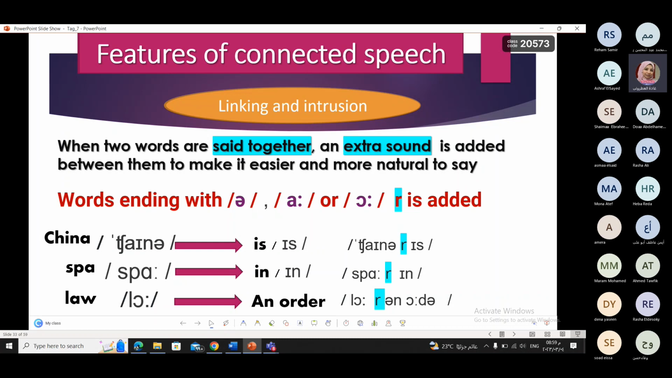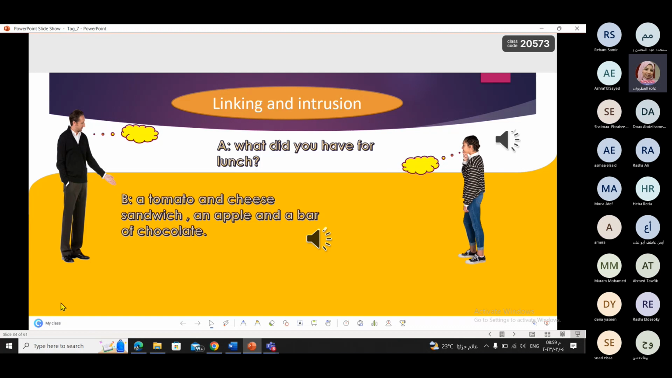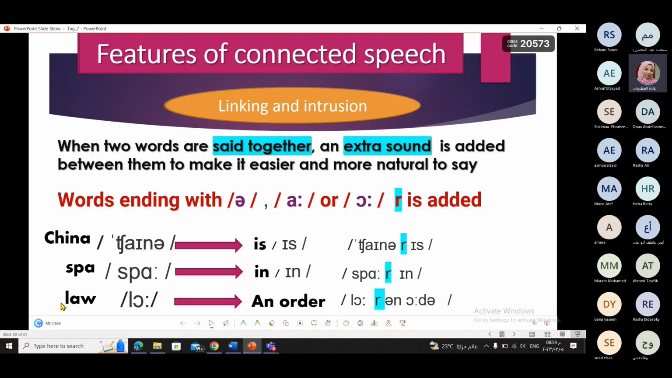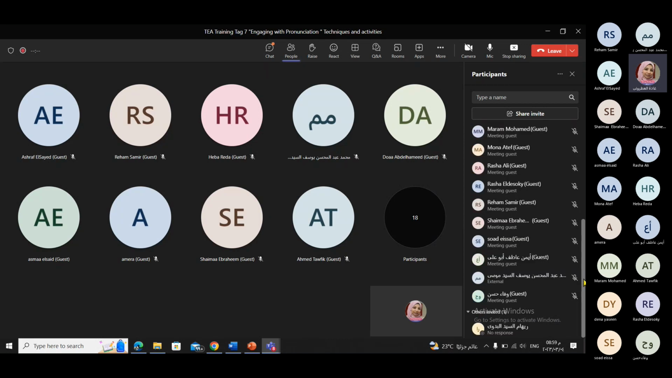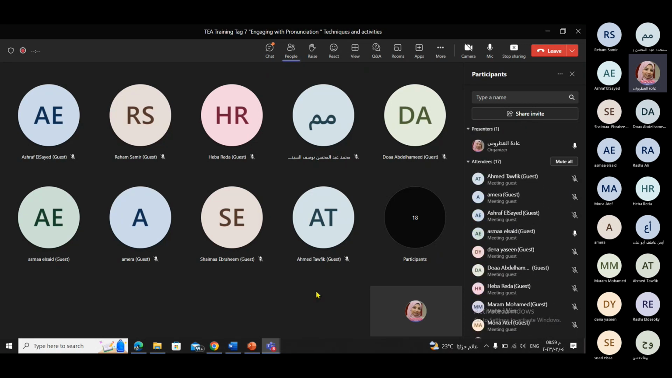Okay, so now how many features have we learned about until now? Can you name them? How many features till now? Let me see if anyone is raising his hand. How many features have we learned so far? Five. Can you name them, please?